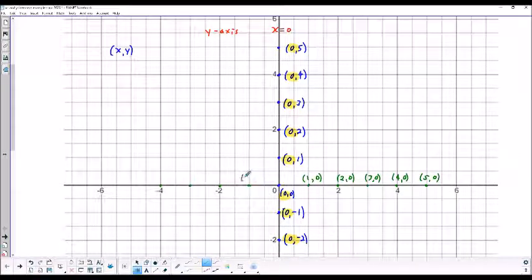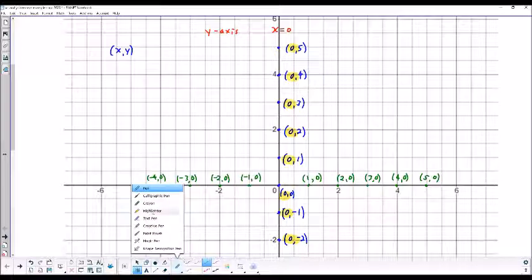Then over on the negative side of the x-axis, starting from the origin, we go -1 in the x direction and 0 in the y, then -2 in the x, 0 in the y, and so on. Here are the coordinates of all those ordered pairs that I plotted along the x-axis.